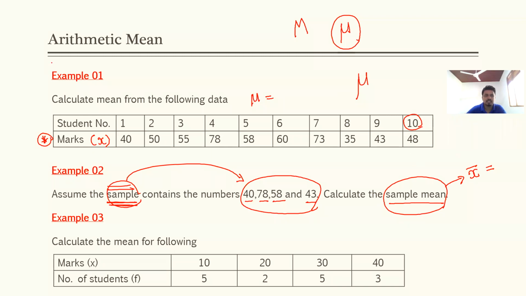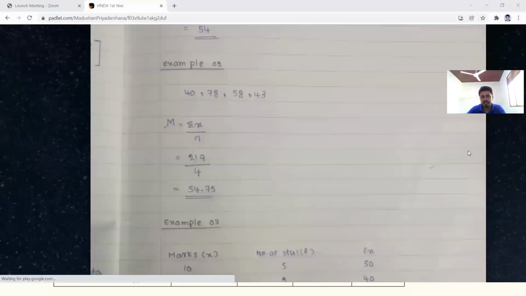That is the only difference in example number 1 and 2. Otherwise, all others are the same. We are using the same formula. We are doing the calculation in the same manner, but the way we denote the population mean and the sample mean are different. For population mean we use mu. To denote sample mean, we use x bar. That is the only difference. Otherwise, the final answer should be 54.75.